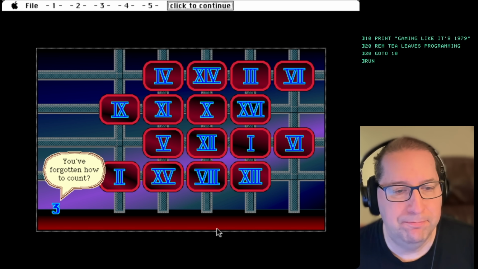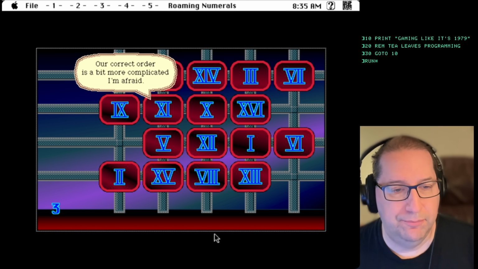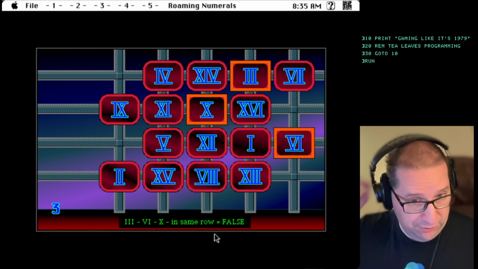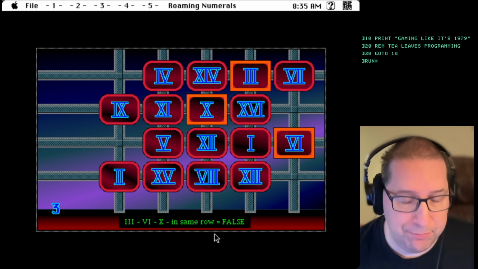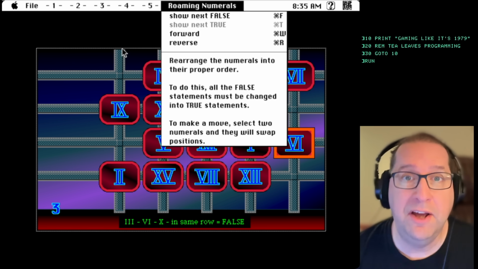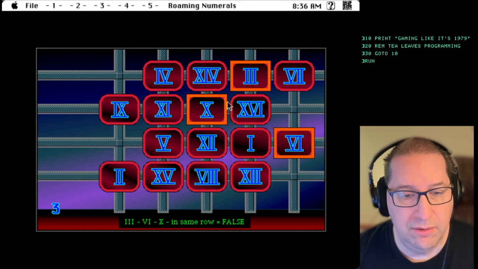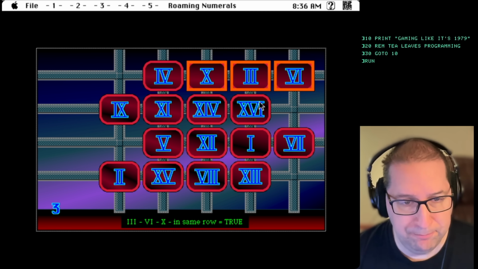Roman numerals. Our correct order is a bit more complicated. And this is another one where we have rules. It's the Dining Philosophers problem. So 3, 6, and 10 need to be in the same row. We'll just do that for now.